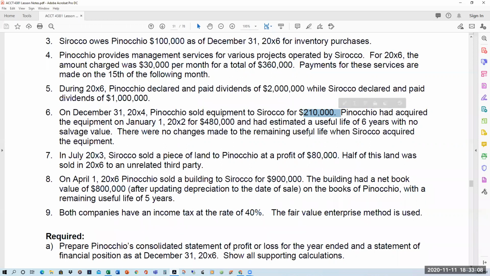No changes were made to the remaining useful life when Sirocco acquired the equipment. So the equipment originally had 6 years of useful life. 3 years had already lapsed. So you have 6 minus 3, 3 years remaining. So this 210,000 will get amortized by Sirocco over a 3-year period, and the unrealized loss basically also gets realized over that 3-year period.